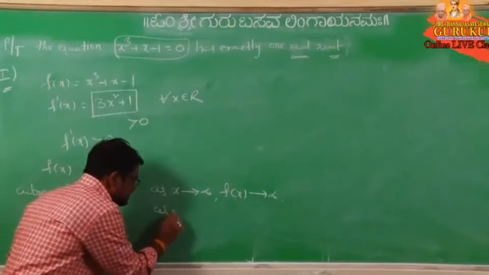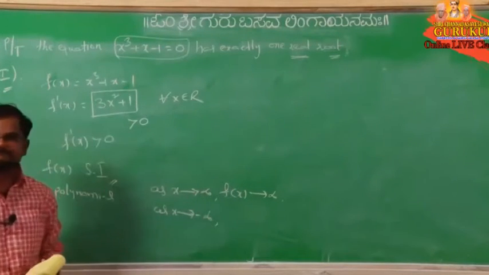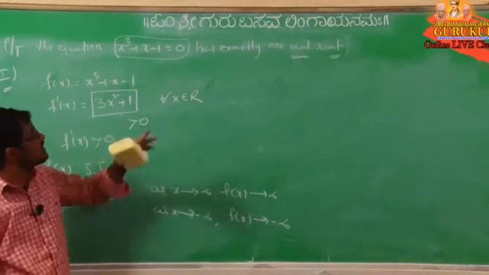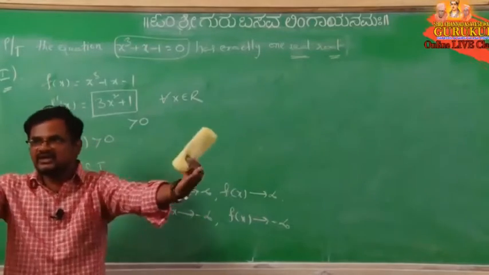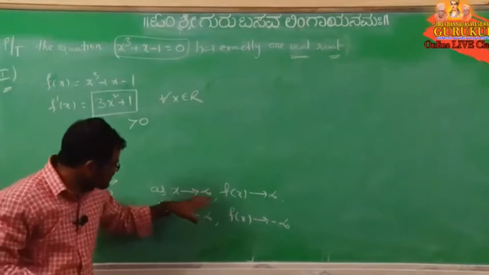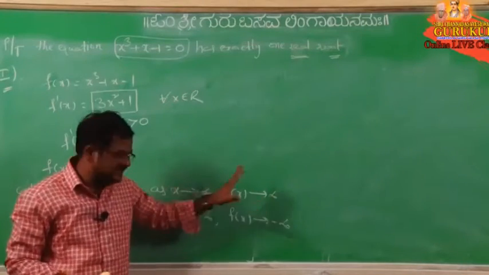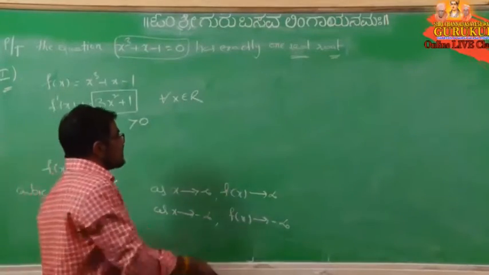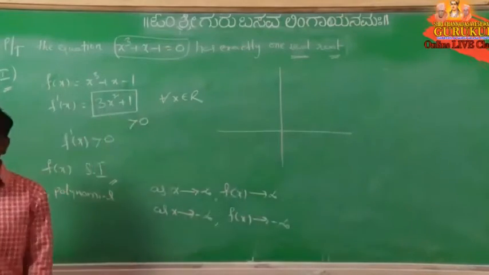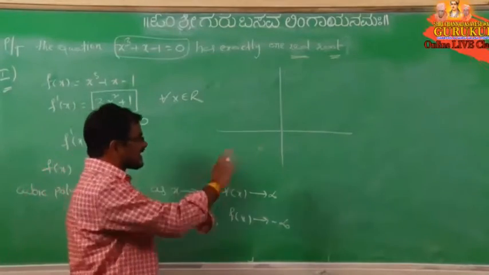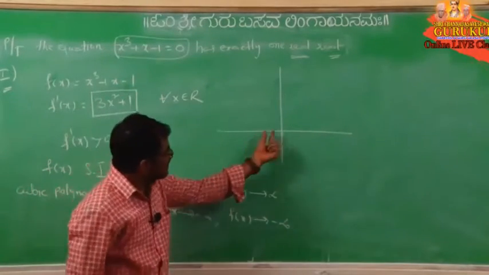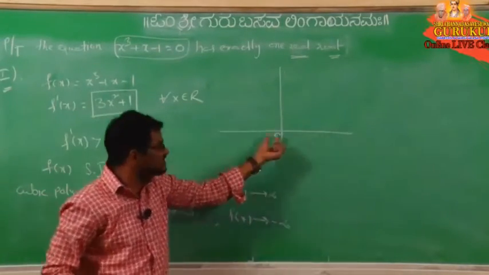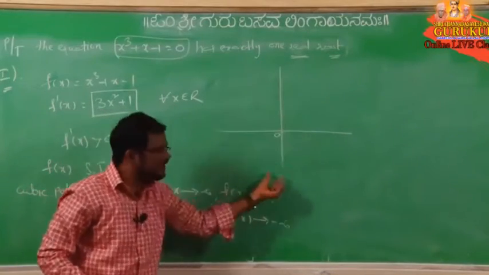And as x tends to minus infinity, what about f of x? It also tends to minus infinity, because for a cubic polynomial negative values also exist. So as x tends to infinity, f of x tends to infinity, and as x tends to minus infinity, f of x tends to minus infinity. If you draw the graph, anywhere you can take it. This is 0, here minus infinity, here plus infinity. These are the x values, and f of x means y values.